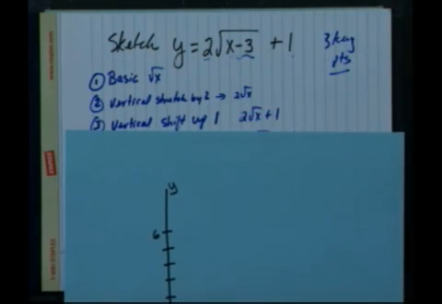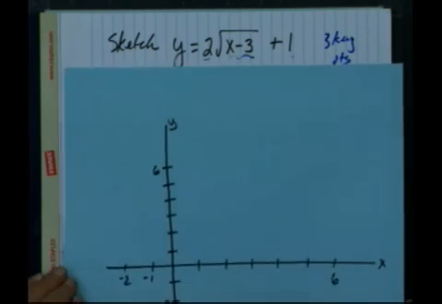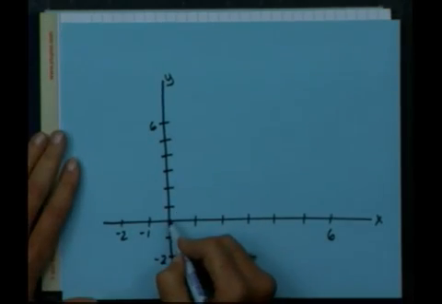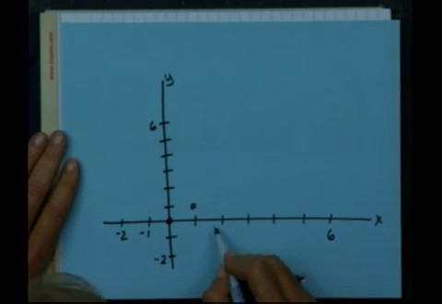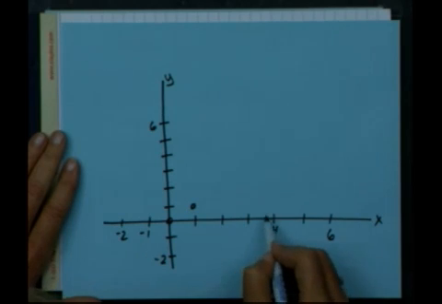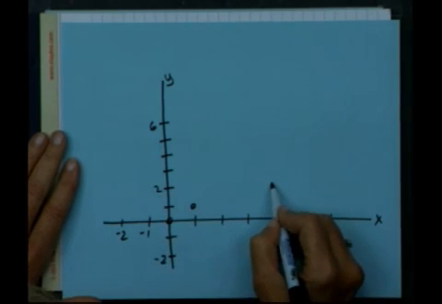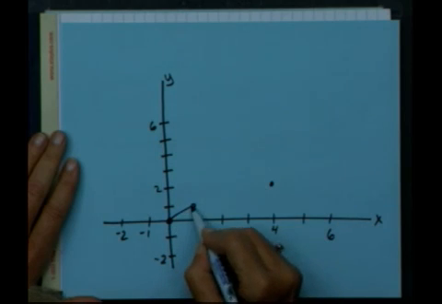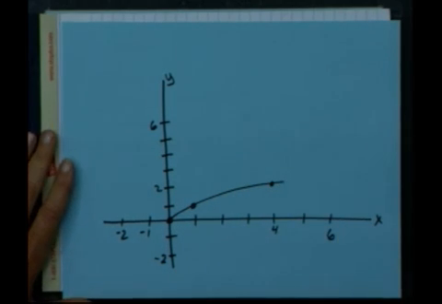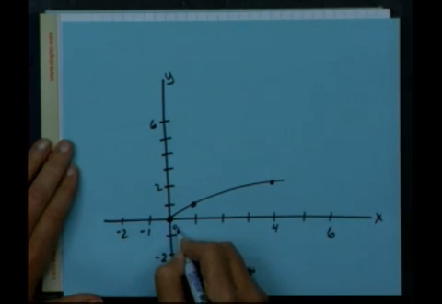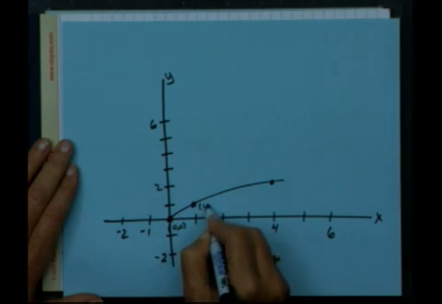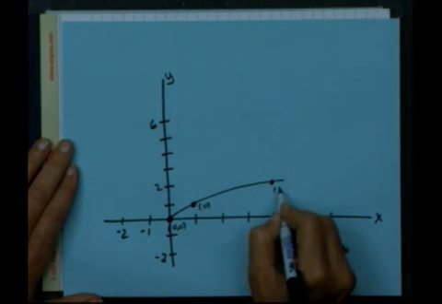Okay, so we're going to start out with square root of x: 0, 0; 1, 1; 4, 2.